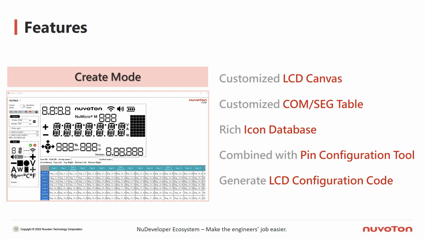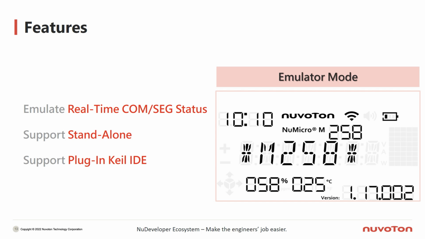As for the COM table, users don't need to worry about mapping with an MCU pin. LCDView combines NuTool pin configure. Users can import the pin configure file to show the pin number on the COM table. And after finishing the design, LCDView will generate a header file corresponding to the design. And in real time, users can connect to the MCU and show the design result under emulator mode. LCDView can read every COM status and show it in real time on the PC.